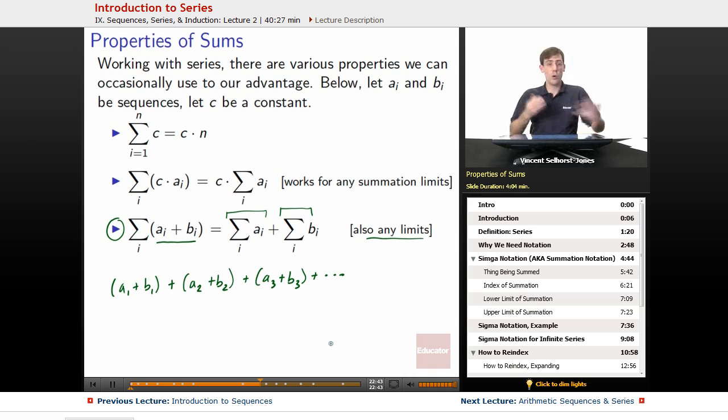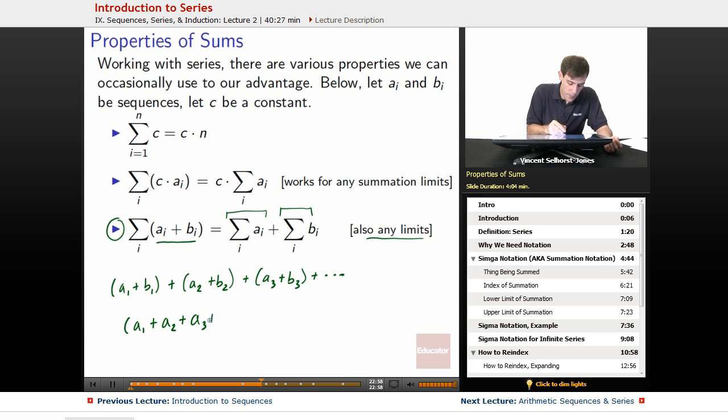Well, order of addition doesn't matter. a_1 plus b_1 plus a_2 plus b_2 is the same thing as a_1 plus a_2, then plus b_1 plus b_2. So what we do is we order all of our a's first. We'll have all of the a's in our series show up first, and then we'll add on our b's: b_1 plus b_2 plus b_3. And that will also go on the same as it would have on its own.